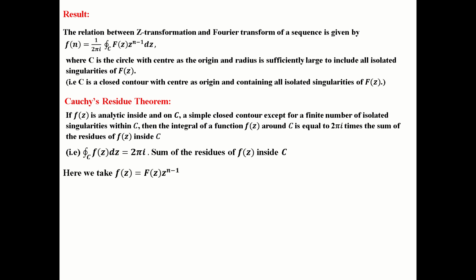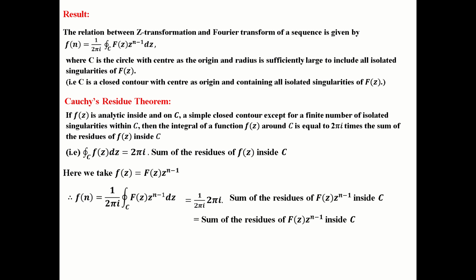Here we can take, instead of f of z, capital F of z into z power n minus 1. So the integral over C of F of z into z power n minus 1 dz is equal to 2 pi i into the sum of the residues of F of z into z power n minus 1 inside that closed contour. Therefore, small f of n is equal to 1 by 2 pi i into 2 pi i into the sum of the residues inside C. So 2 pi i gets cancelled. Therefore, f of n is equal to the sum of the residues of F of z into z power n minus 1 inside C. So we need to find the residues of capital F of z into z power n minus 1 in the problem. Thanks.